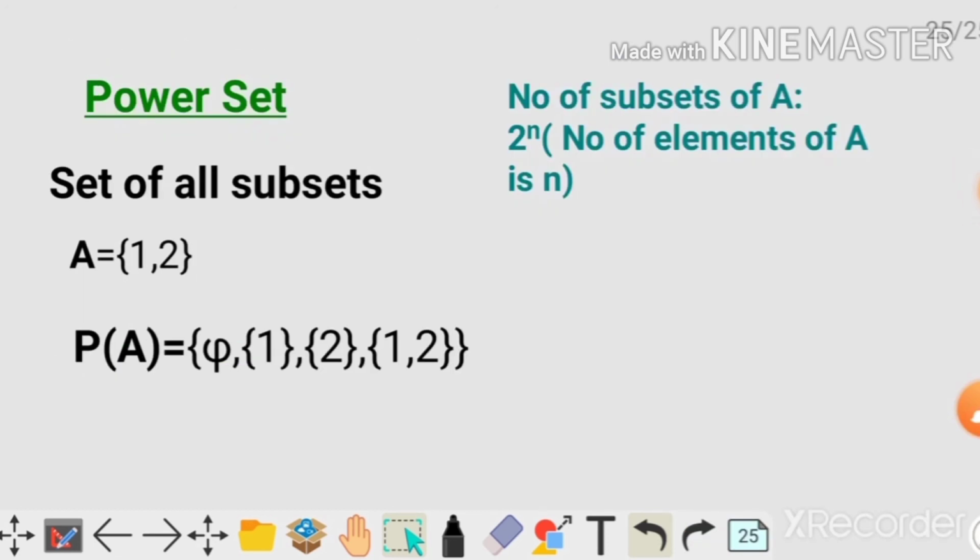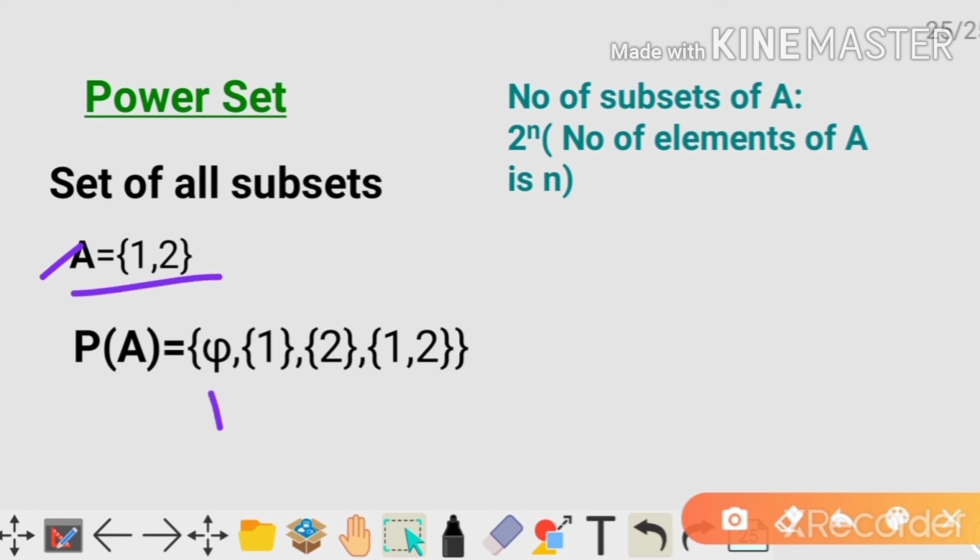Now we'll learn about the power set. So what is a power set? Power set is actually the set of all subsets. Here I have taken one example A. A contains 2 elements, 1 and 2, and the subsets of A are 4: the null set, then 1 and 2 as singleton sets, and A itself is its subset.